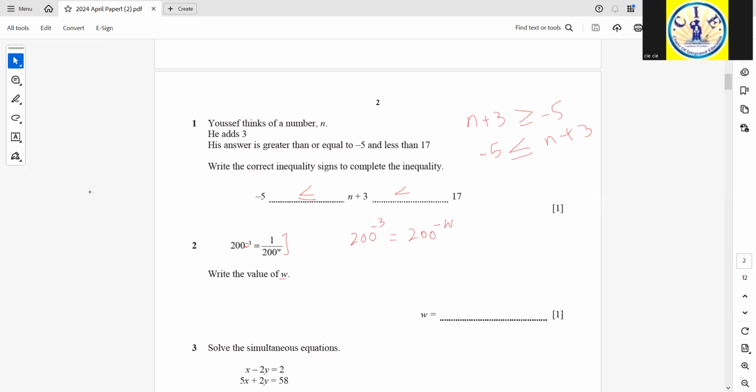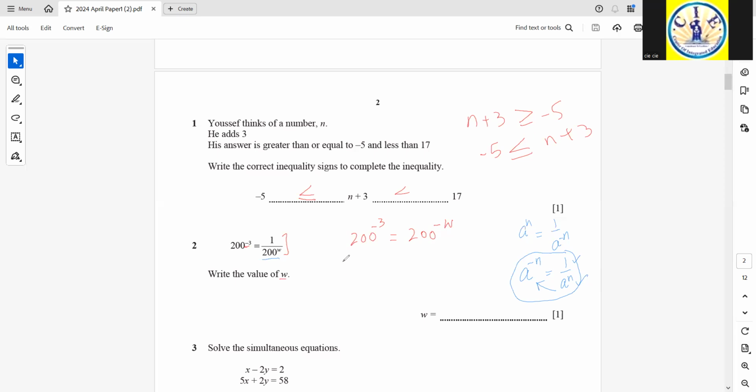We know that a raised to power n can be written as 1 by a raised to power negative n, and vice versa. Like if a raised to power negative n is there, it can be written as 1 by a raised to power n. So we have used this in this direction: 1 over a raised to power n can be written as a raised to power negative n. So 1 by 200 raised to power w can be written as 200 raised to power negative w.